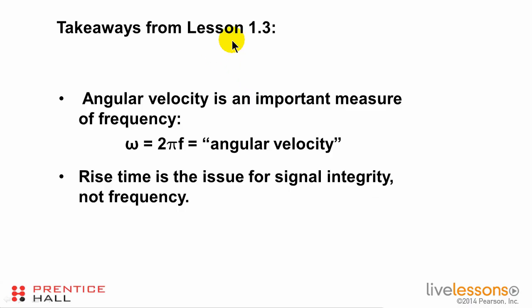So here are the takeaways from lesson 1.3. First, angular velocity is an important measure of frequency. Omega is equal to 2 pi f, which we call the angular velocity. And then rise time is the issue for signal integrity, not frequency. And we're going to be emphasizing this over and over again as we go through these lessons.